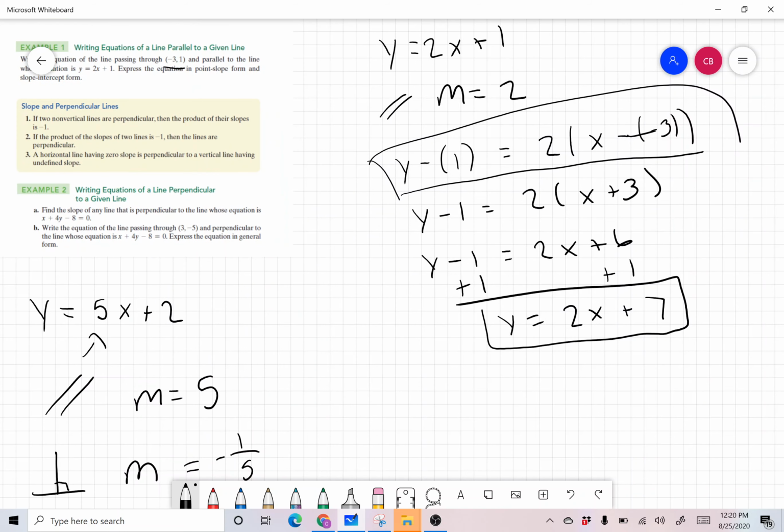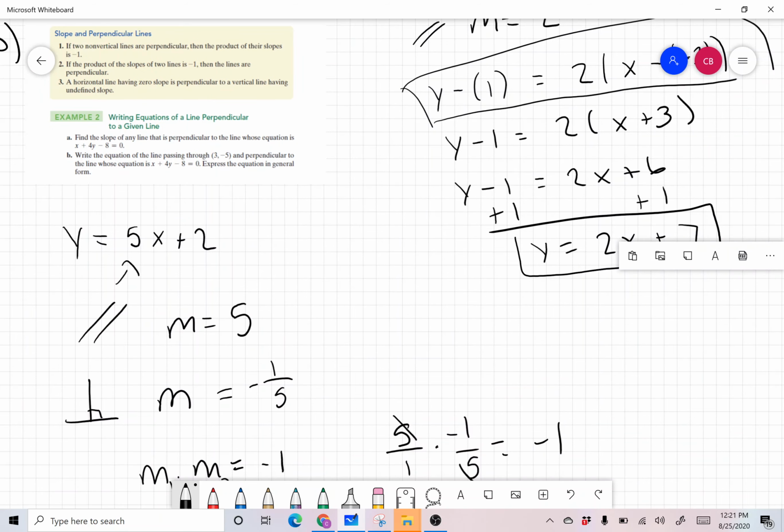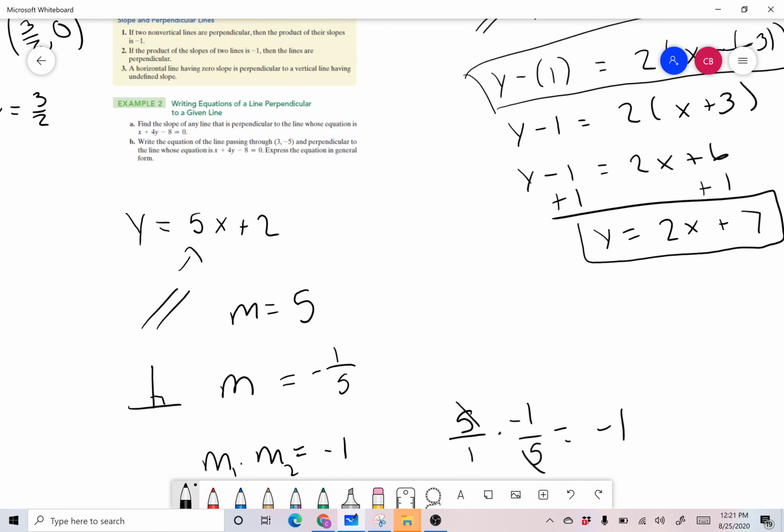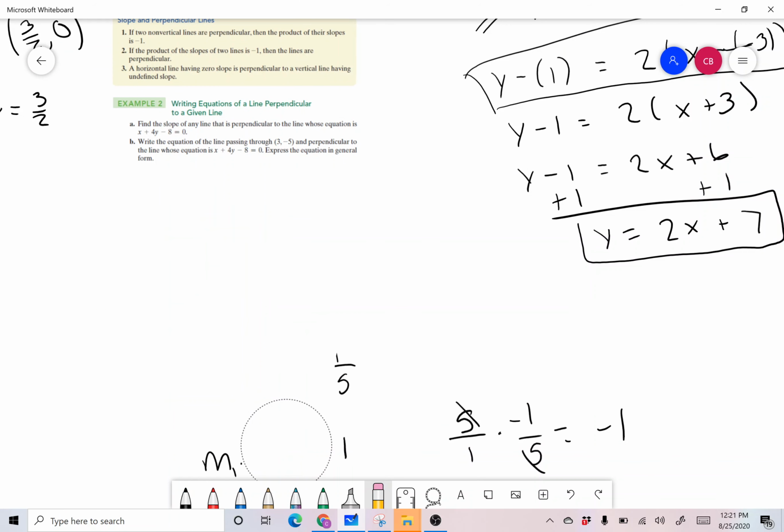Okay. Now let's do the last part of this one. Obviously there's practice for you on Alex. I think this is not too difficult. It says find the slope of any line that is perpendicular. So just the slope is all they want in this question. First we need to figure out what the slope of this is. So we have x plus 4y minus 8 equals 0. Let's put it in slope intercept form, so let's solve for y.